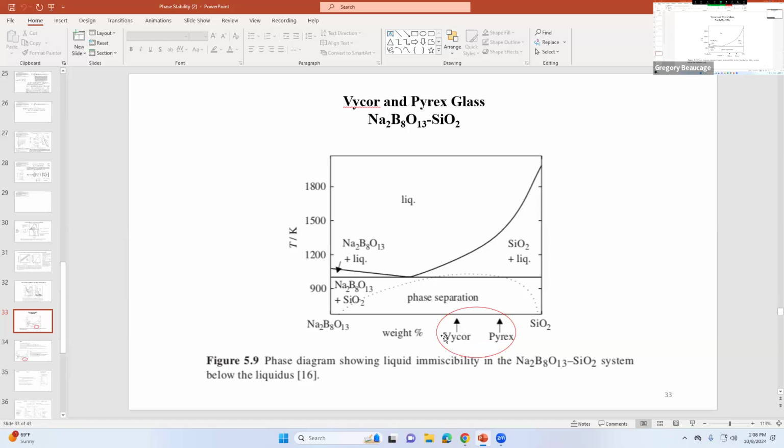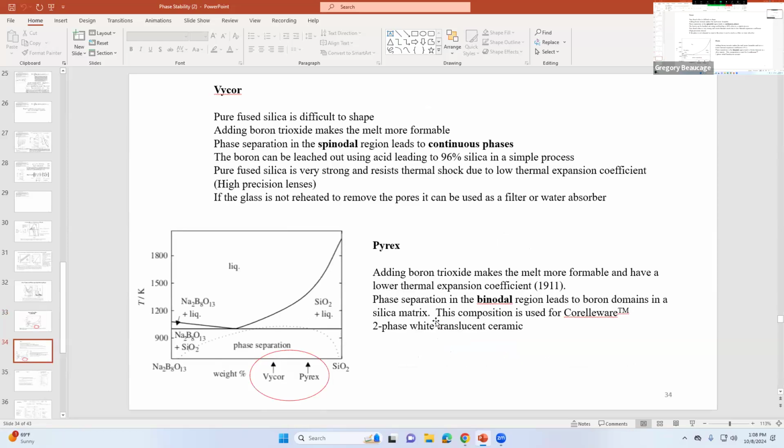Vicor glass is a heat-insensitive glass, right? Basically, you can take that glass and etch it away and make fused silica, make a filter.